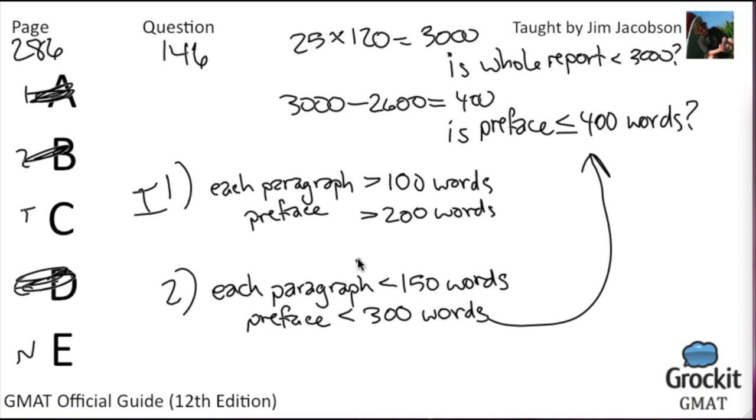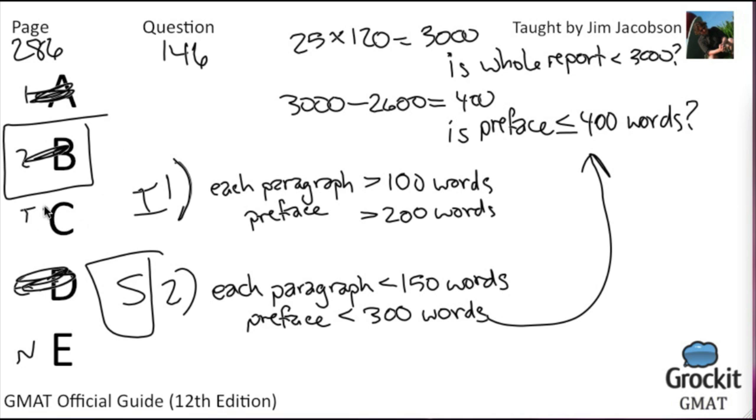If the preface contains fewer than 300 words, I probably should be more precise in my language, since less versus fewer is something that will show up on the verbal side. The preface contains fewer than 300 words. It definitely contains fewer than 400 words. So that tells us that statement 2 is sufficient to tell us that the whole report is under 3,000 and the average per paragraph is under 120 words per paragraph. So it was, in fact, statement 2 and answer choice B rather than C or E.